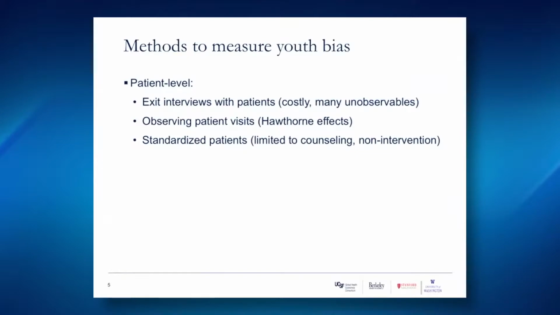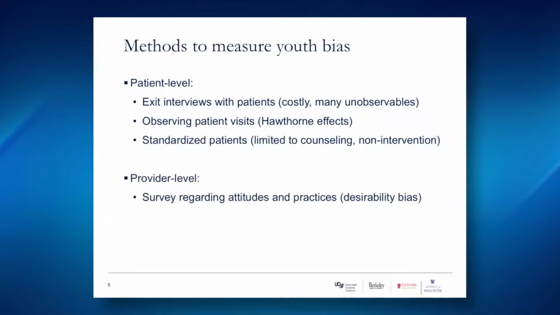Now, there are a bunch of different methods out there where you could look at this, okay? It would be great if we had very detailed patient-level interviews, exit interviews with thousands of patients, and we could try to parse this out through some kind of regression methods. That's really costly. We don't have those kinds of data in a lot of places. We could try to observe patient visits, but there are Hawthorne effects. Standardized patients is something that has been done, but you're limited to only looking at certain types of non-intervention and counseling types of things. I mean, you can't send in a standardized patient and see whether they get an IUD every time, right? It just doesn't work.